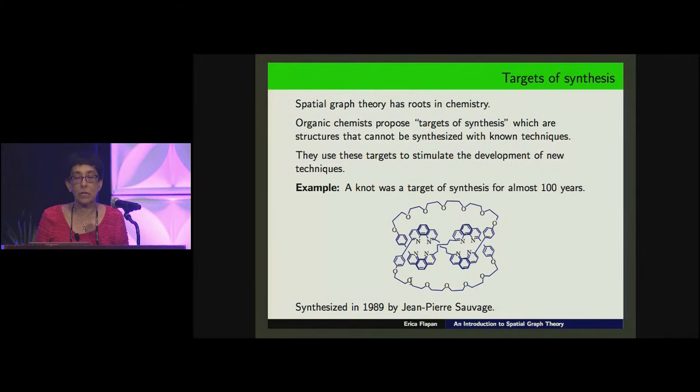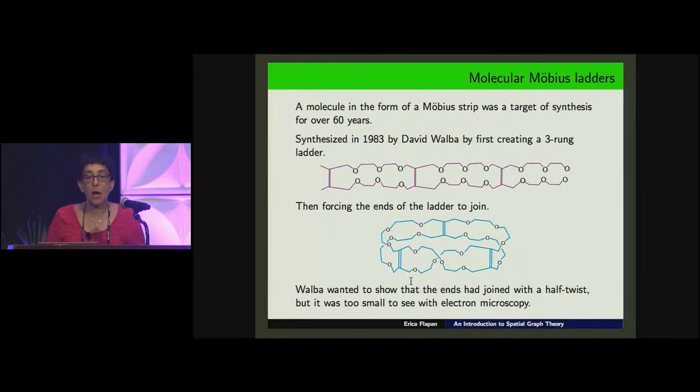Another example of such a target of synthesis was a molecule in the form of a Möbius strip. This was a target of synthesis for over 60 years, and eventually in 1983, David Walba at the University of Colorado created such a molecule by first creating a ladder with 3 rungs, which I show up there, and then forcing the ends of the ladder to join together.